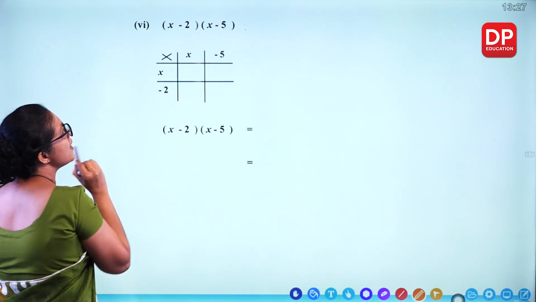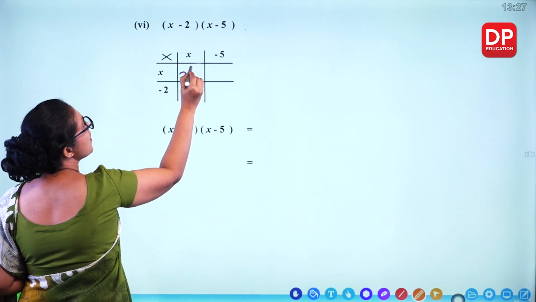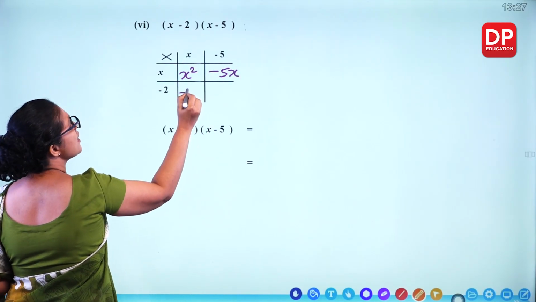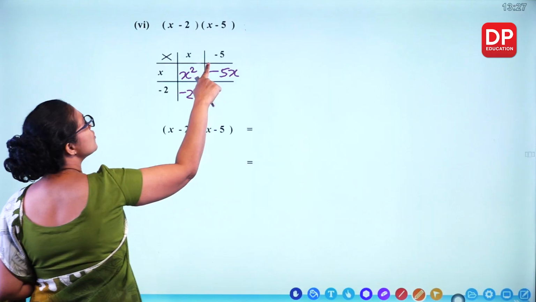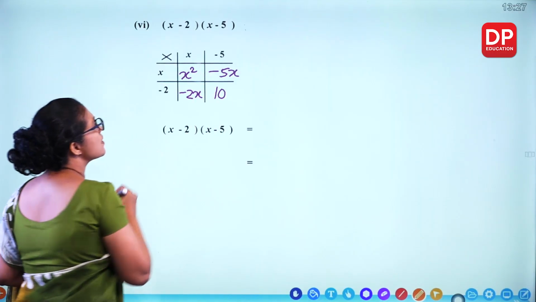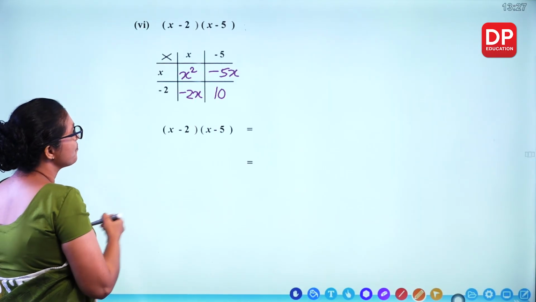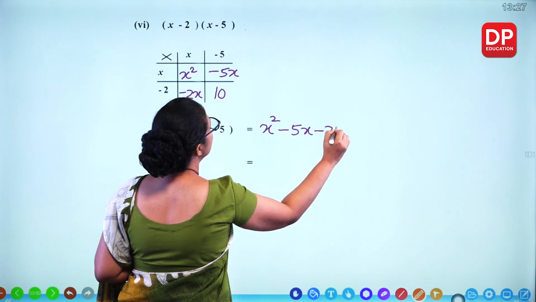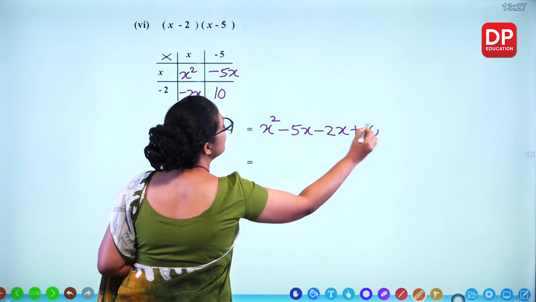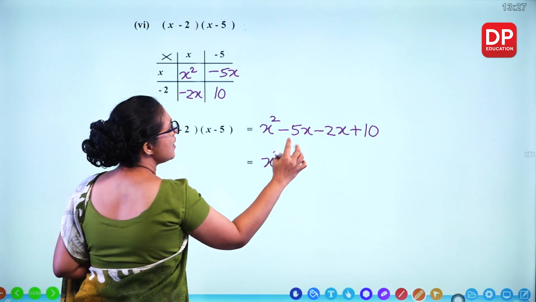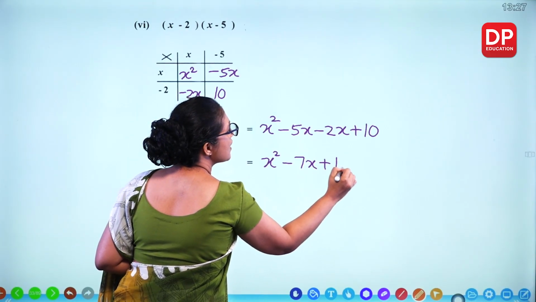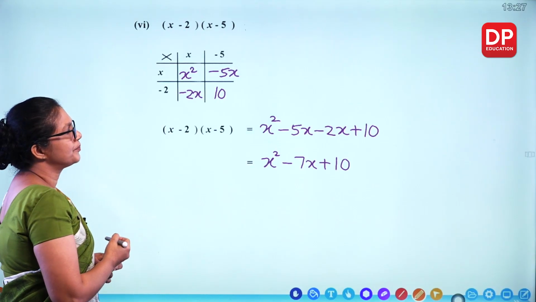This one, x minus 5, x minus 2. So we need to multiply. x into x, x squared. x into minus 5, minus 5x. Here you get minus 2x. Minus 2 into minus 5, that's plus 10. Write down the terms and simplify. x squared, minus 5 minus 2 is minus 7x. And you get 10 here.